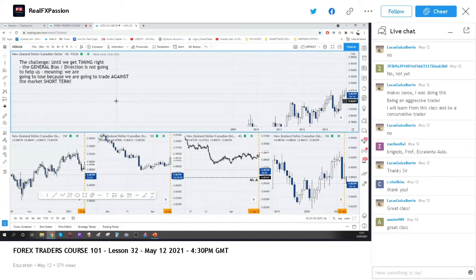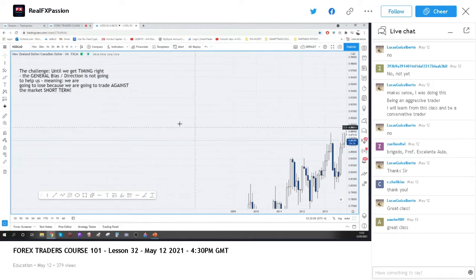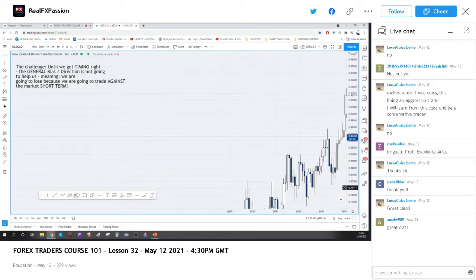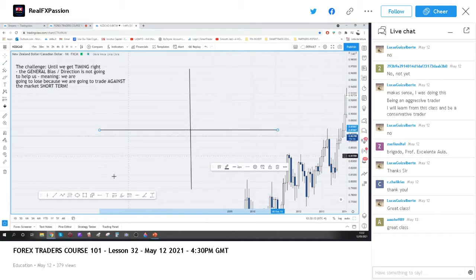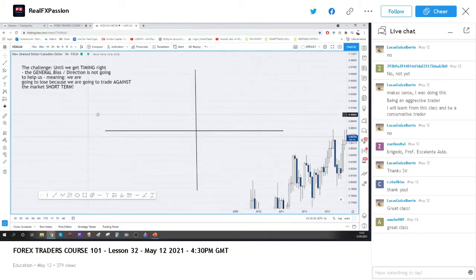That being said, today lesson 32, how to trade candlestick formations in multiple time frames. So here is the question, everybody. Let's say that we have, this is going to be the monthly chart here, and let's say that on the monthly chart we have something like this. Okay, let's move it here.